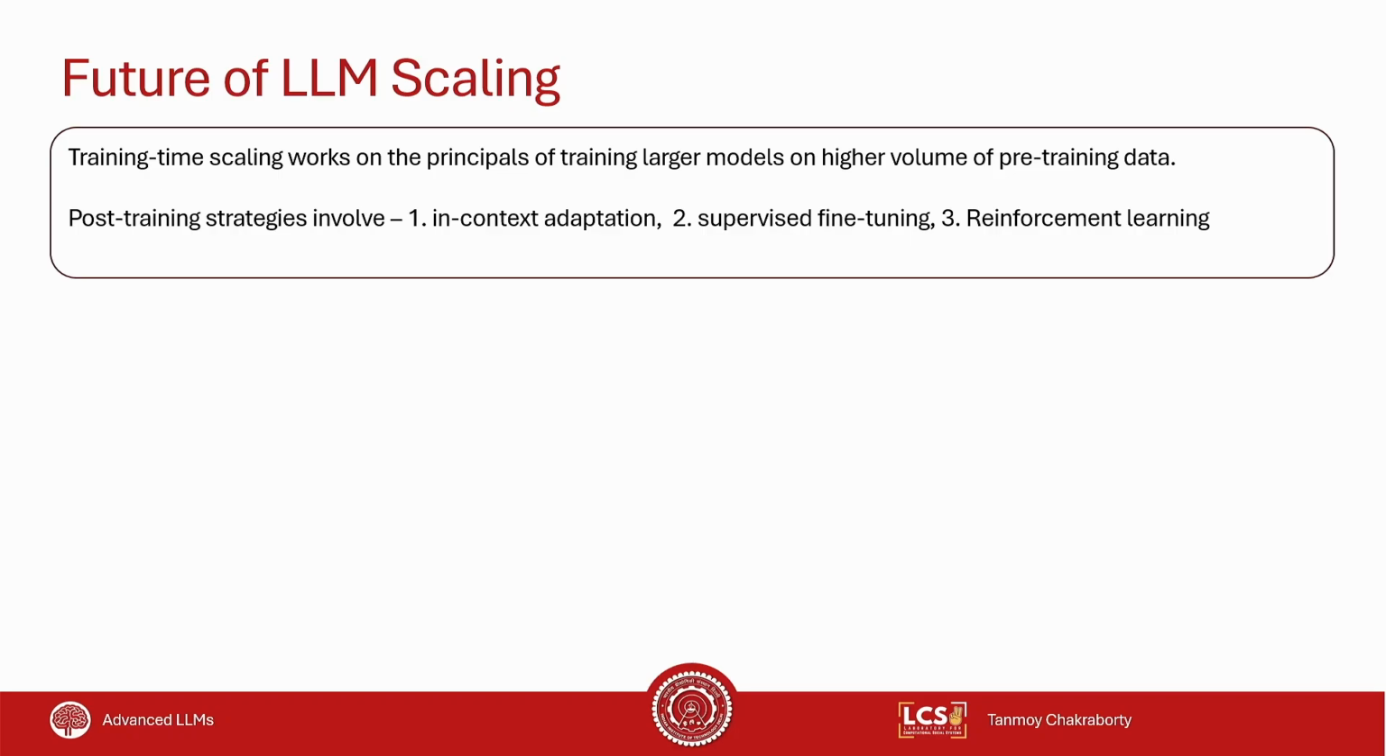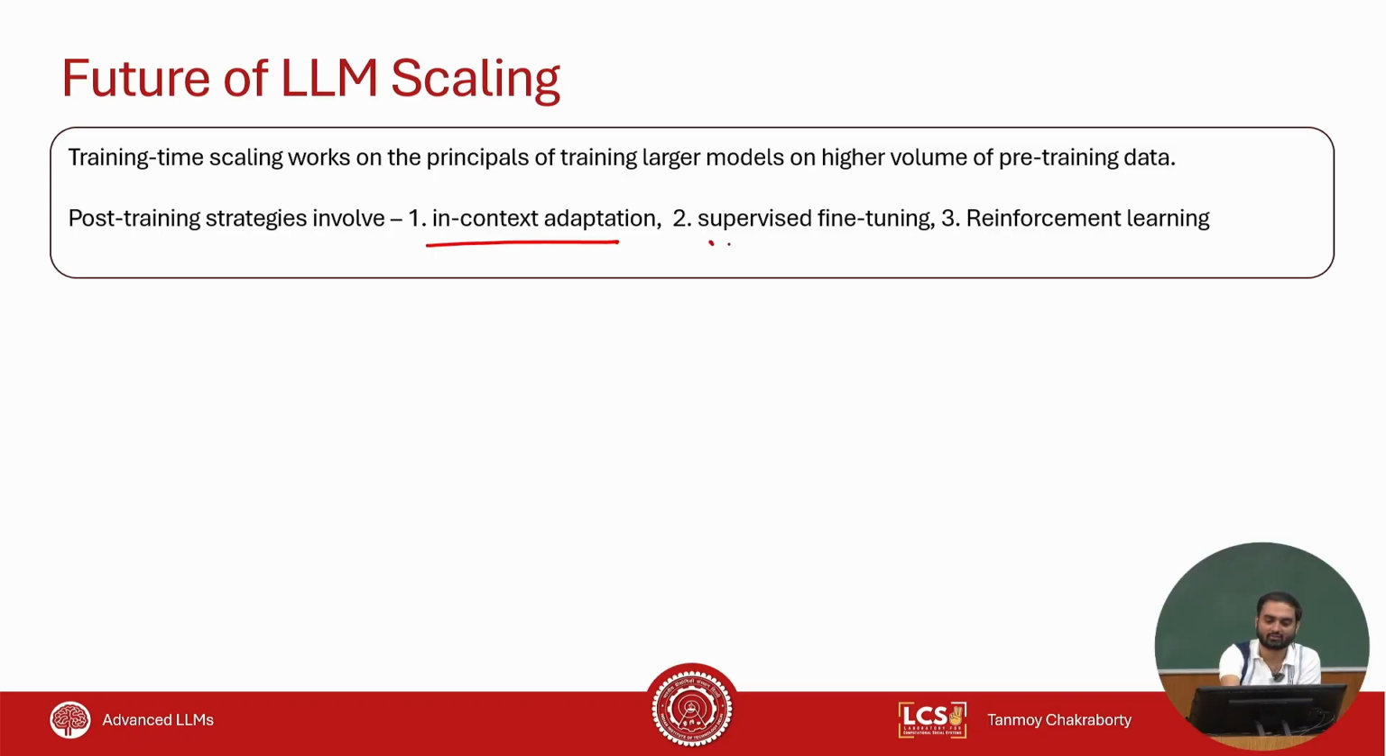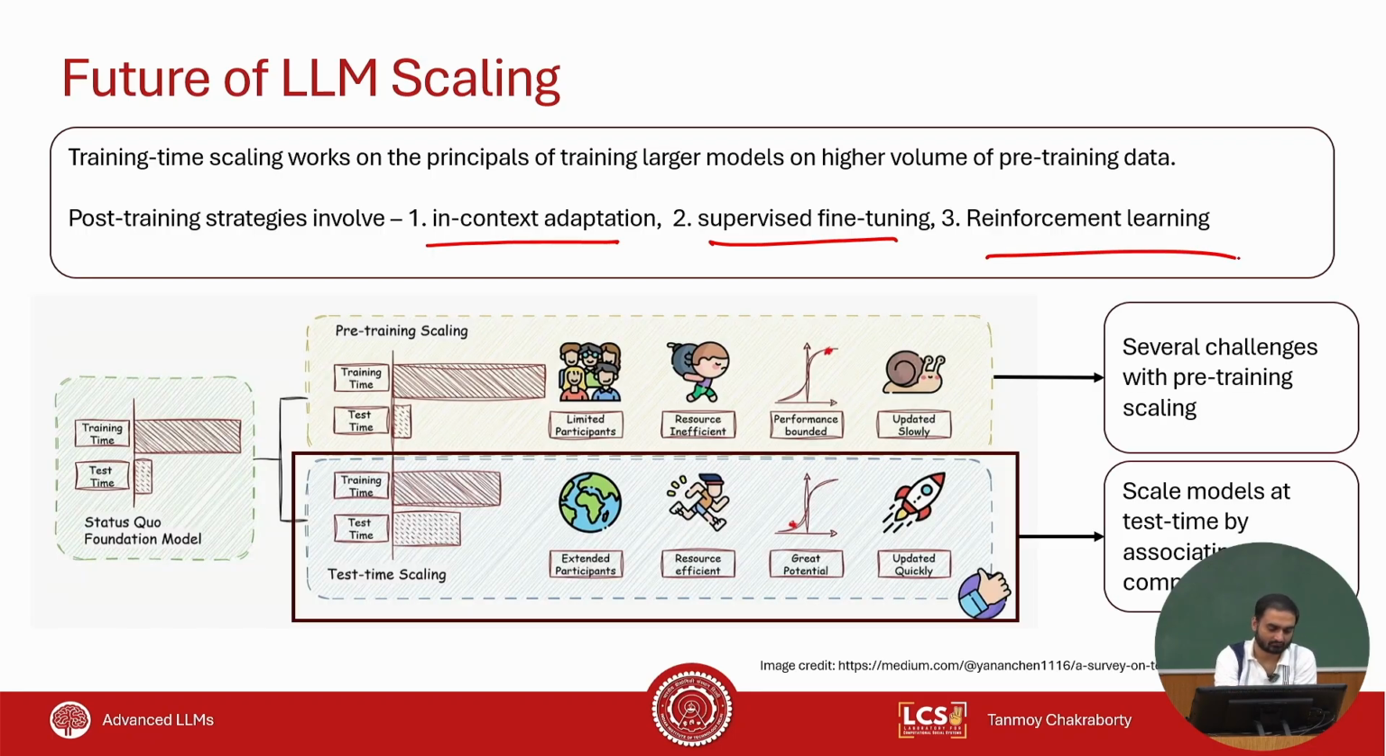For example, without supervised fine tuning, or without any usage of RL, you can think of in-context adaptation, where in the prompt you write examples, and you ask the model to perform similar kinds of tasks following the examples. You can also think of supervised fine tuning, where you have a small dataset and then you do fine tuning. Remember, these are all post training strategies, meaning post pre-training strategies. And of course, RL for alignment.